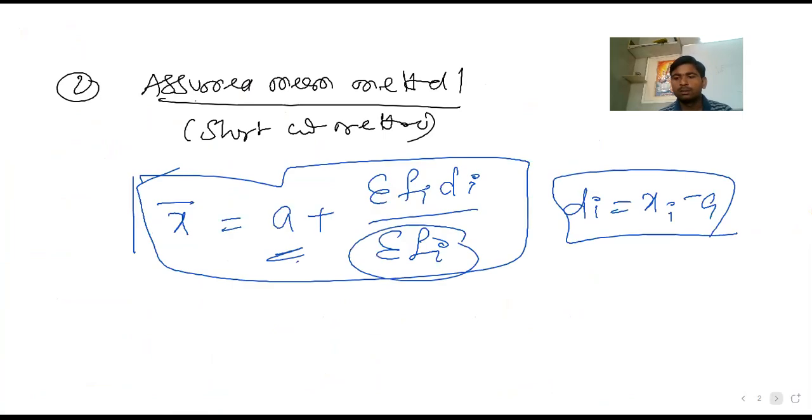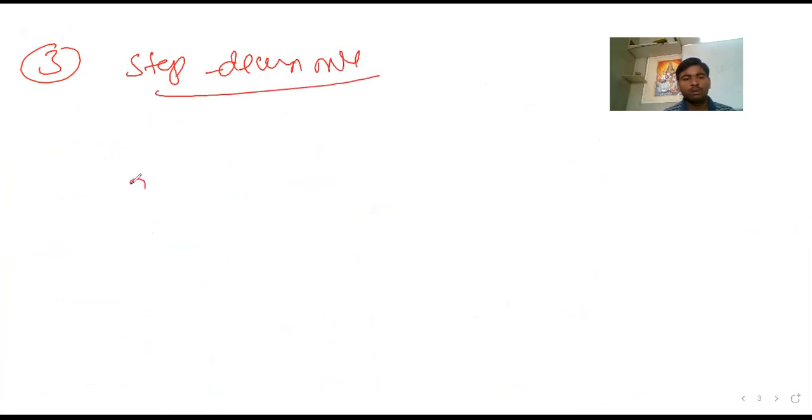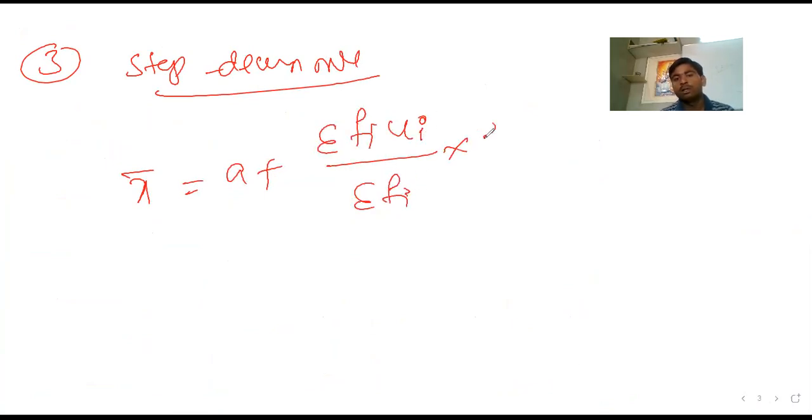Next, the third case. The third method, the step deviation method. It's very simple. What is the step deviation method formula? X bar is equal to A plus sigma fi ui by sigma fi, into h. I can do this question very simply because you already know the work. I can take an example and explain. H is the class height. Fi you know how to do. A is the assumed mean.